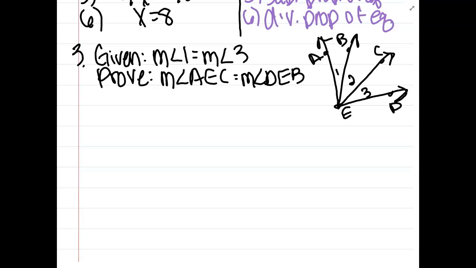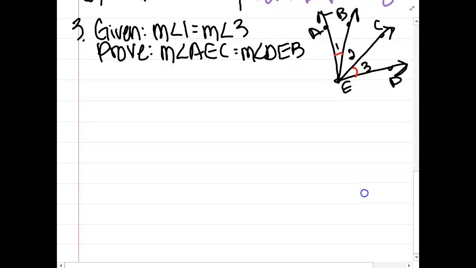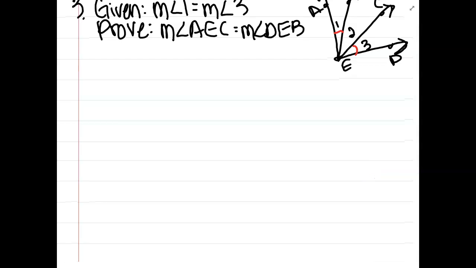Now, one thing in those tips, I said one thing I find really helpful is to label your diagram with your given information if possible. Sometimes there's nothing to label, but this time there is. I'm given the fact that the measure of angle 1 equals the measure of angle 3. They're congruent, right? So I could mark that on my diagram so I can see that they're the same thing. All right, now let's set up our proof.